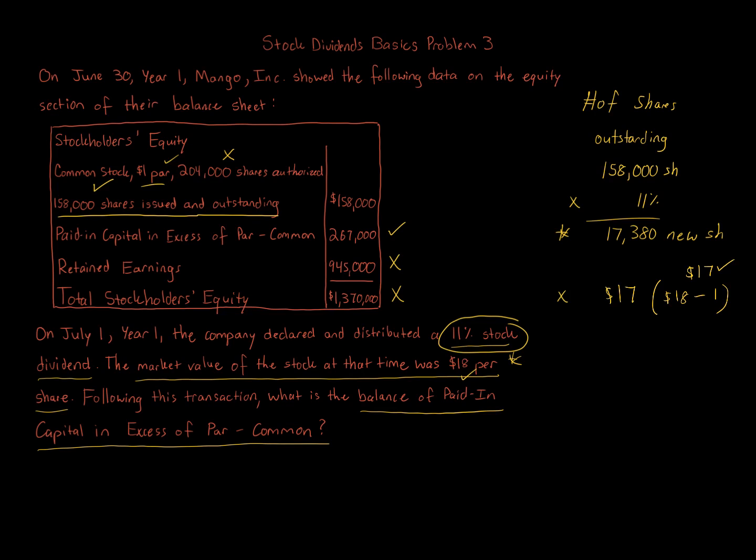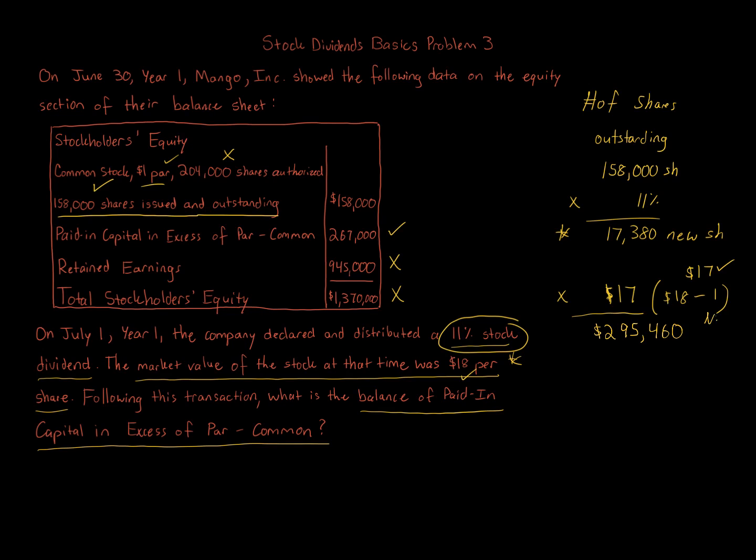So 17,380 new shares times $17 per share, that's going to give us the paid-in capital in excess of par amount. If we were calculating the common stock, you would take 17,380 times $1 per share, get 17,380. That's what you add to the common stock account, $158,000. But we're calculating the paid-in capital in excess of par. So 17,380 times $17. We're going to multiply that together, and we're going to get $295,460.